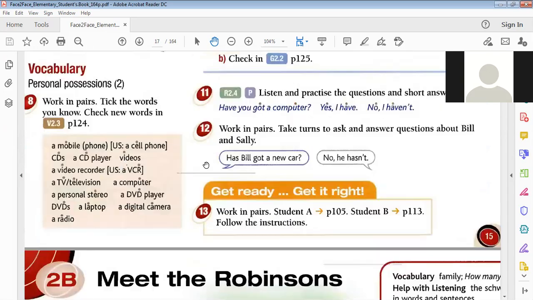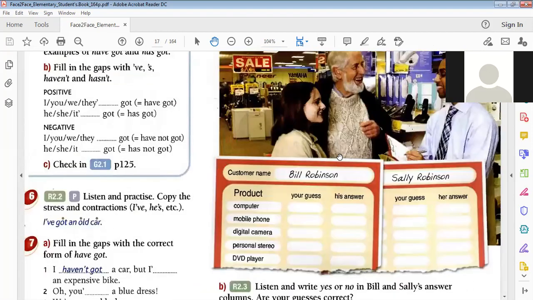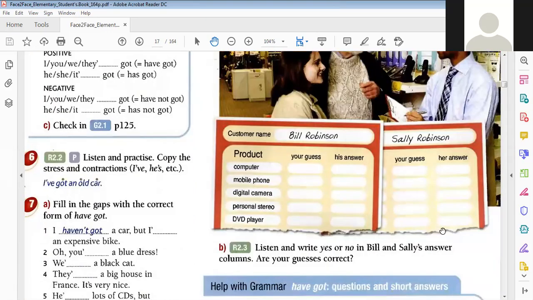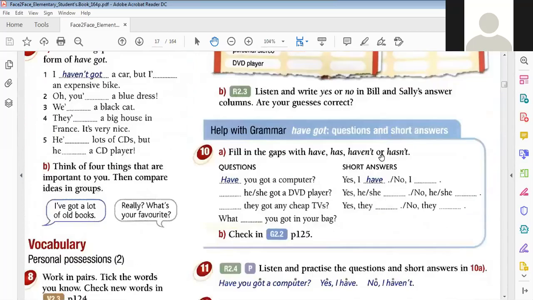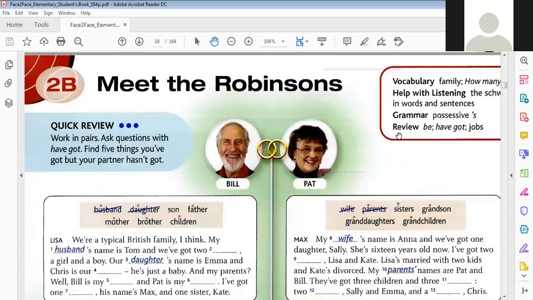So we talked about personal possessions, cell phone, video recorder, television, computer, personal stereo. We talked about all of that. And we also listened to the survey. اتفقنا أن survey معناها اللي هي استبيان أو استفسار أو أسئلة survey. فهذا كله كان في الحصة اللي فاتت. We talked about this. Today, I think we're going to talk about family relationships.